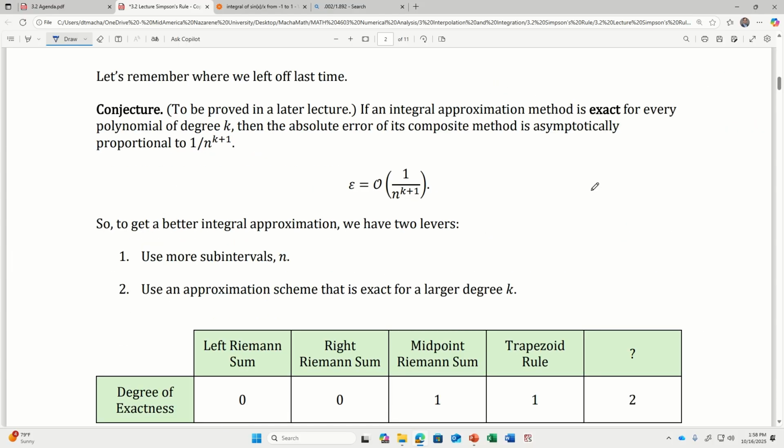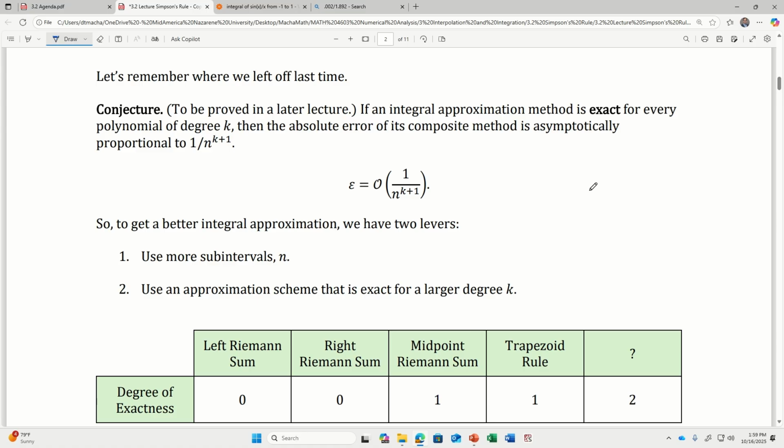So one of the last things we talked about last time, when we were talking about the left Riemann sum, the right Riemann sum, the midpoint Riemann sum, the trapezoid rule, we kind of ended our lecture here. We said, well, if an integral approximation is exact for every polynomial up to degree k, then the absolute error of its composite method is asymptotically proportional to 1 divided by n to the power k plus 1.